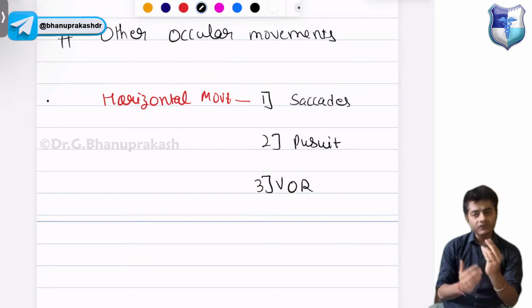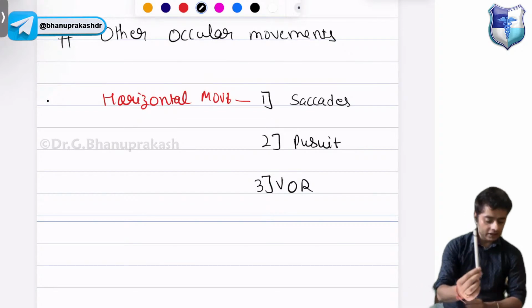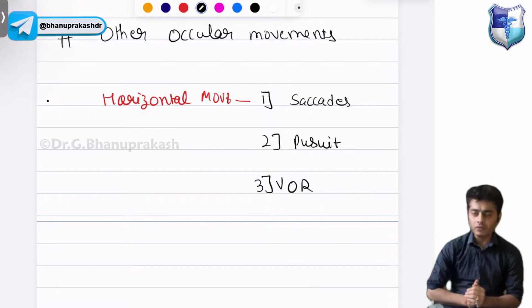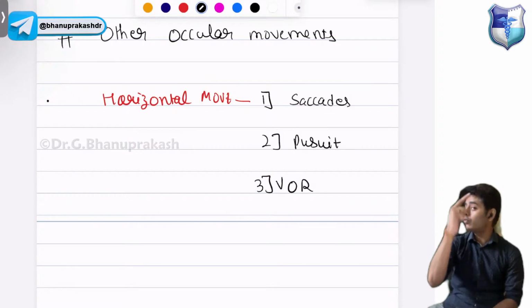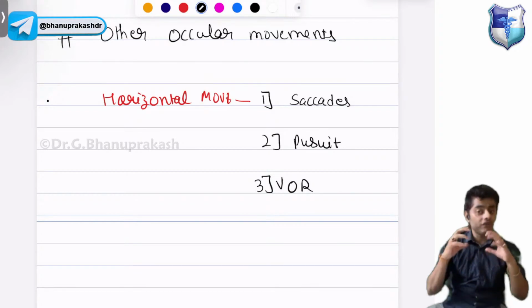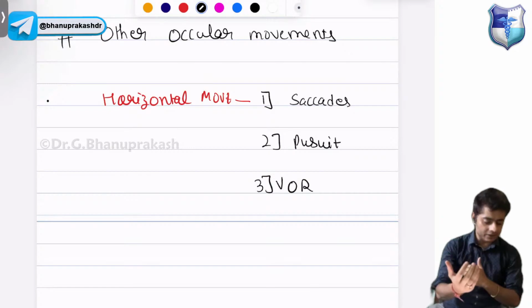Third is your vestibulo-ocular reflex. Suppose a beautiful girl is sitting in front of me and someone calls me from the right side. I rotate my head to the right, but I still want to see that girl, so my eyes will go to the left. This is my vestibulo-ocular reflex. It works when I am moving my head and I want to see some object.